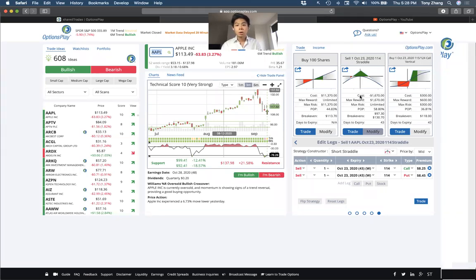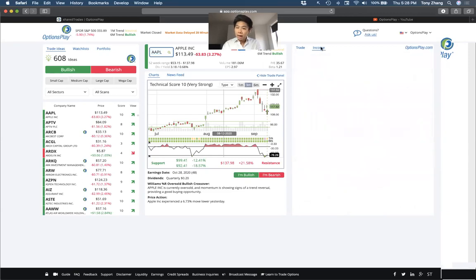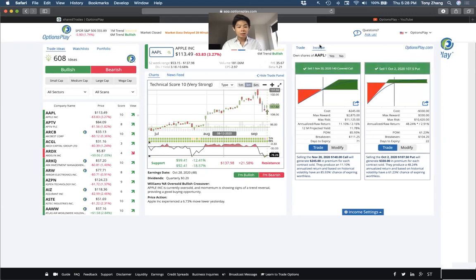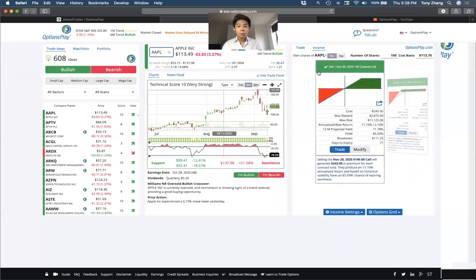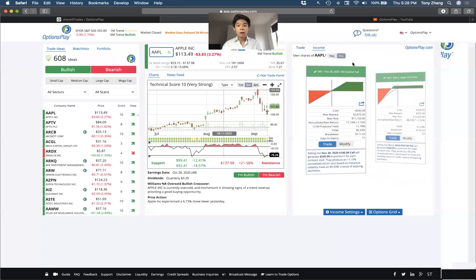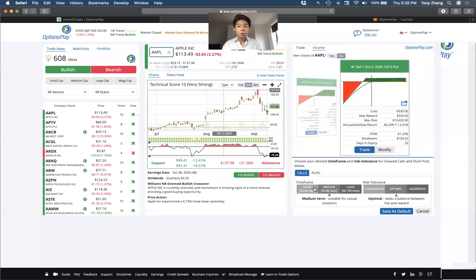Can we analyze cover calls and cash secured puts in OptionsPlay? Bill asked. Absolutely, Bill. When you click on the income tab here on the upper right-hand corner, we will do the same thing for cover calls and cash secured puts. We actually select the expiration date and strike price for you automatically. You can create your own income settings. So for calls, you might want to use medium-term optimal. For puts, you might want to use short-term aggressive.